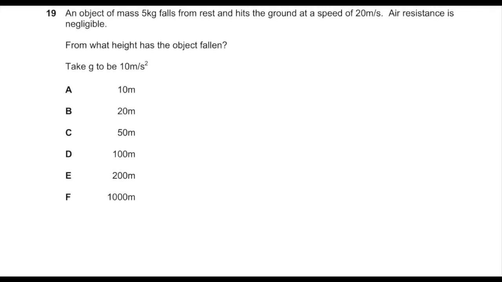Question number 19. An object of mass 5 kilograms falls from rest and hits the ground at a speed of 20 meters per second. Air resistance is negligible. From what height has the object fallen? Take G to be 10 meters per second.